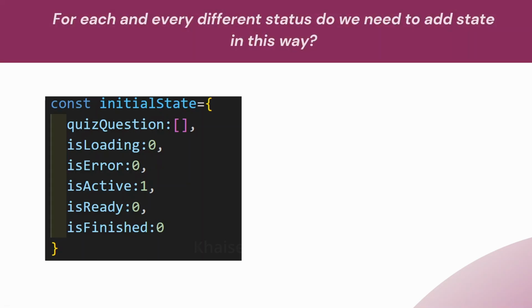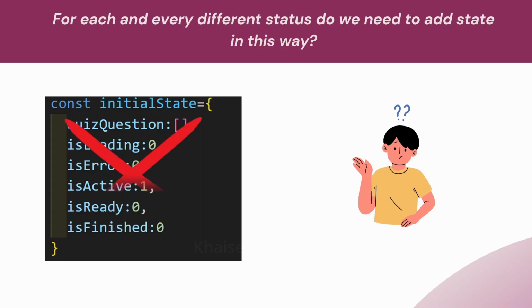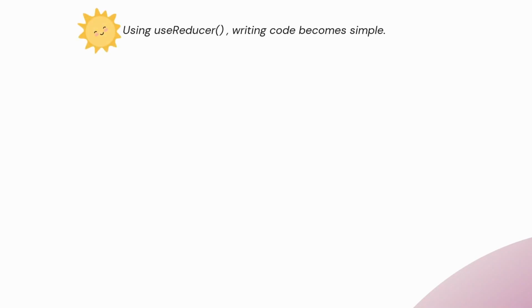But now the valid question is, for each and every different status, do we really need to create a separate property and add it inside initial state? The answer is no. Why? Because in this project, we are going to use useReducer, using which we can write the code in a simple way.